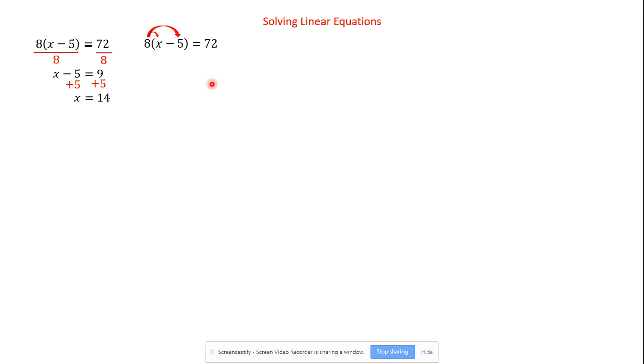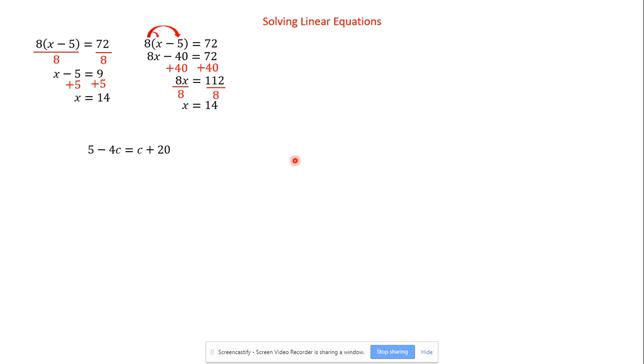So, anyway, we could distribute first. We get 8x minus 40 equals 72. Add 40. Get 8x equals 112. And then divide by 8. We get x equals 14. So either way, we do get to the same place. It's just there are a few different ways of going about some of these problems, and that's okay.